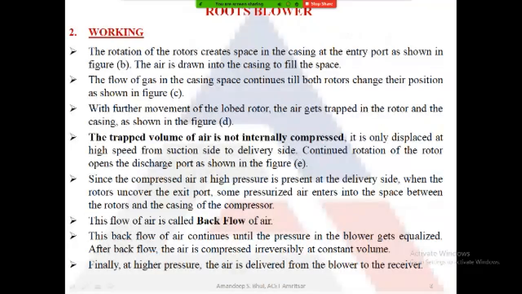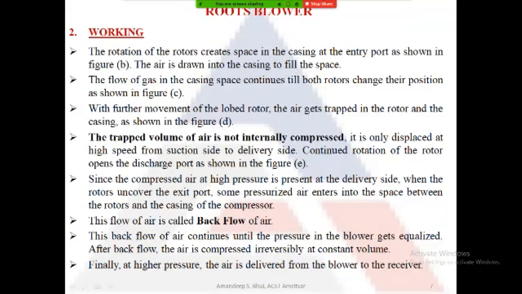Okay. So here if we look at the working part, the rotation of the rotor creates a space. This we have seen in figure B. Then the flow of gases in the casing space continues till both the rotors change their position, as in figure C. The air gets trapped in the rotors and the casing. The trapped volume of air is not internally compressed. So here the compression is not taking place internally. It is only displaced at high speed. Because the lobes are moving at a very high speed, the trapped volume of air is displaced at a very high speed from suction side to the delivery side.